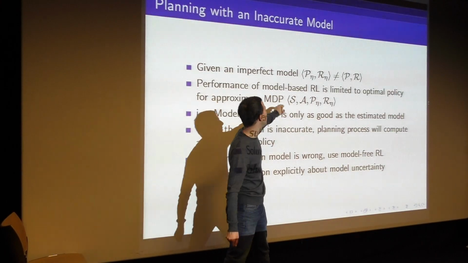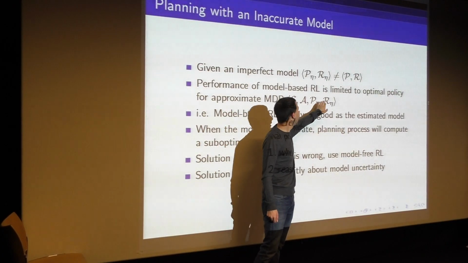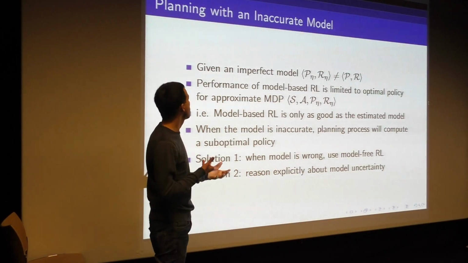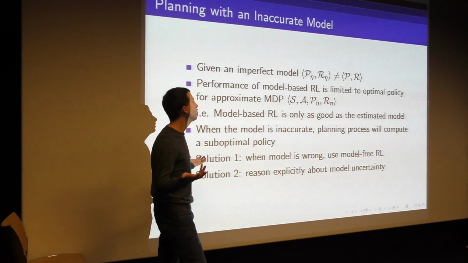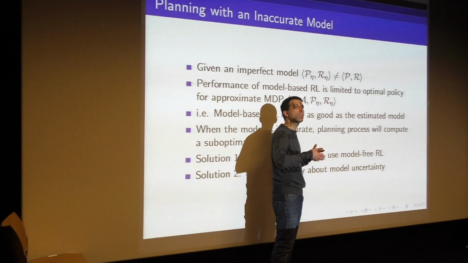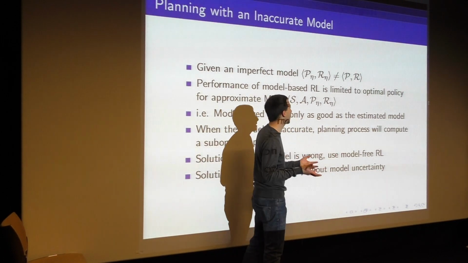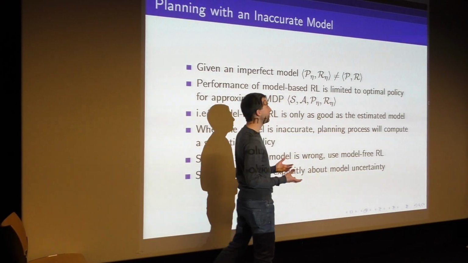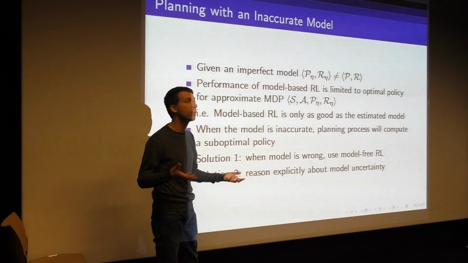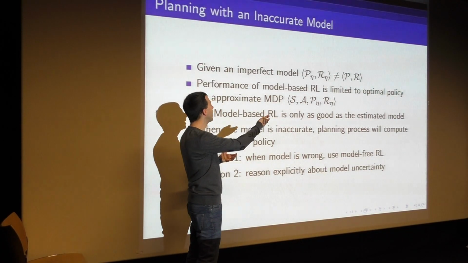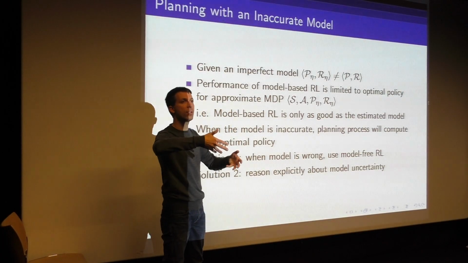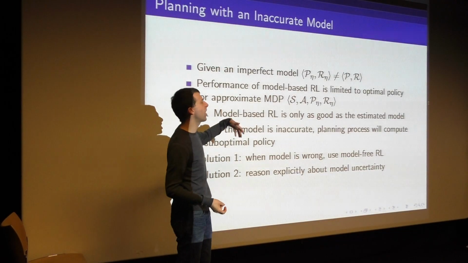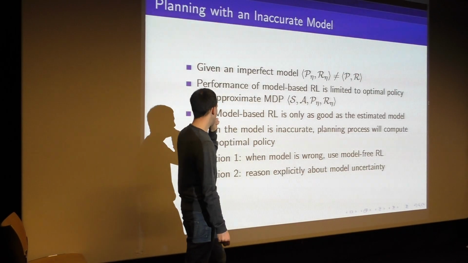So we learn this approximate MDP with our parameterized transition dynamics and reward function, and now we want to know what's the performance that we can achieve in this world. Well, if we were able to just do a perfect job of the planning side, if our planning was optimal, we would solve this MDP. But the solution to this MDP might not be the right way to act in the real world, because the real world was different to our model. And so we can only do as well as the performance of the solution to our approximate MDP in the real world. So model-based RL is only as good as the model that we've learned.